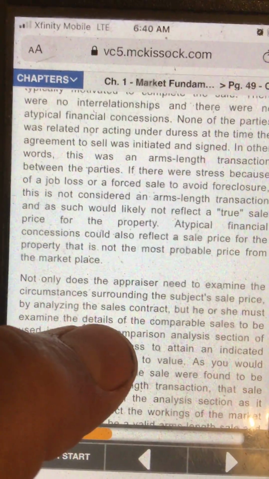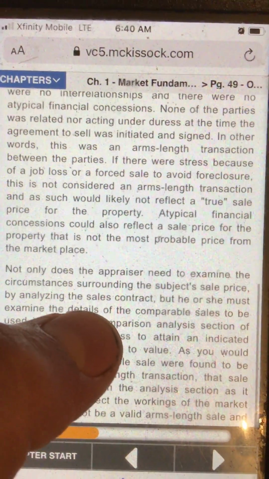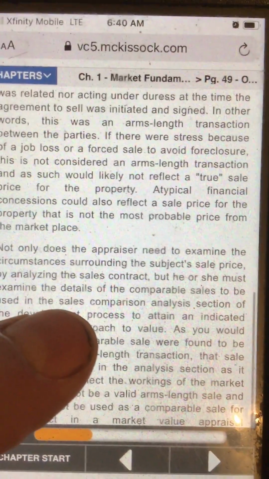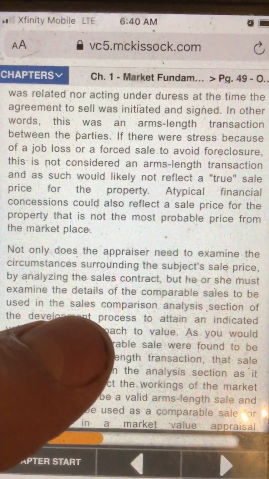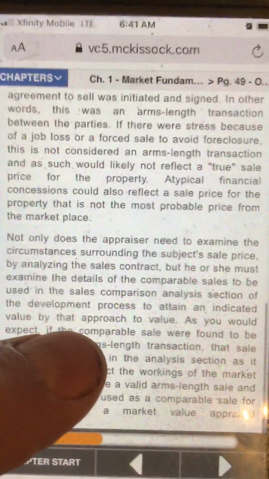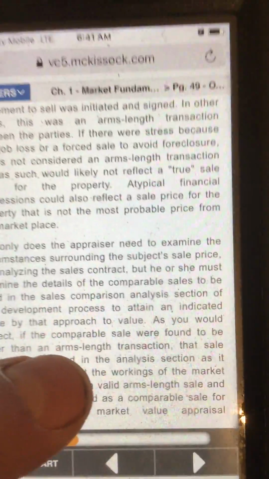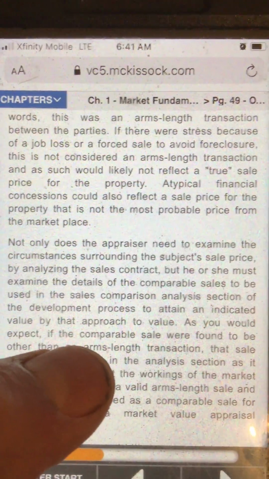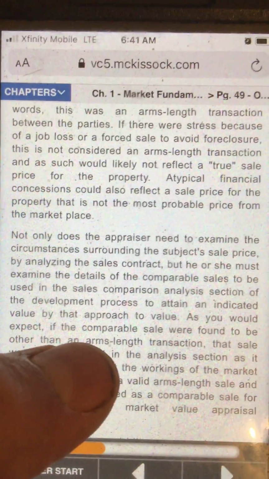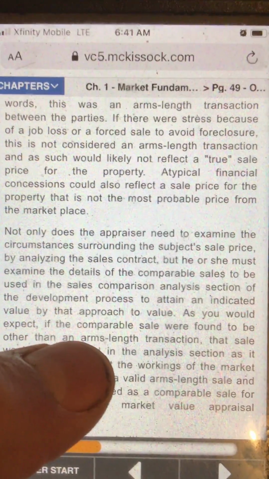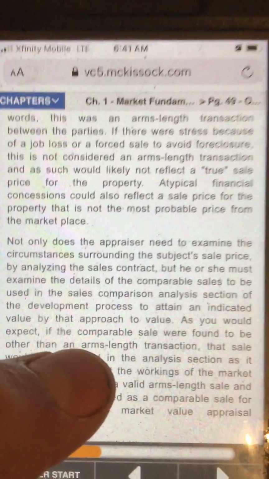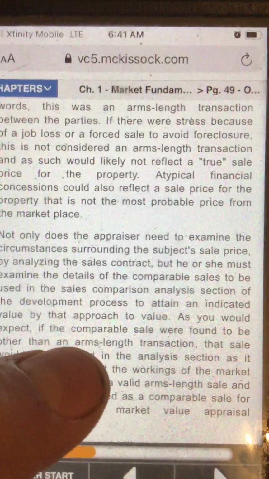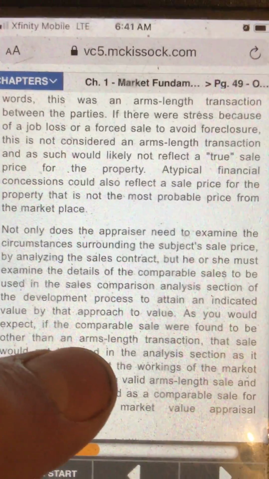There were no interrelationships and there were no atypical financial concessions. None of the parties was related nor acting under duress at the time the agreement to sell was initiated and signed. In other words, this was an arm's length transaction between the parties. If there were stress because of a job loss or a forced sale to avoid foreclosure, this is not considered an arm's length transaction, and as such would likely not reflect a true sale price for the property.